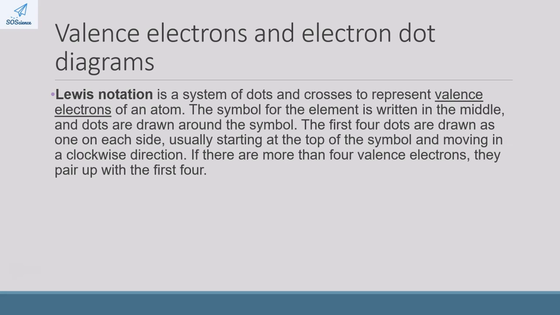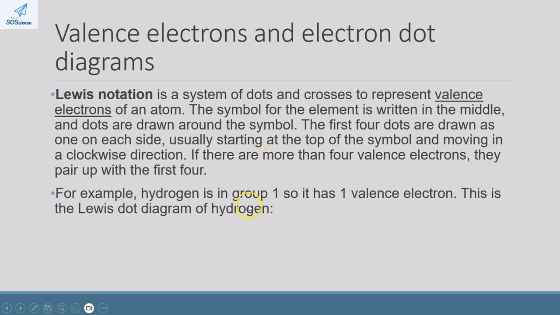That is not a must. You can actually start anywhere and then move either in a clockwise or an anti-clockwise direction, as long as you keep that organization, then that's fine. But I always tell my students to start at the top and move clockwise. Now, if there are more than 4 valence electrons, then they start to pair up. Let's see what I mean by that.